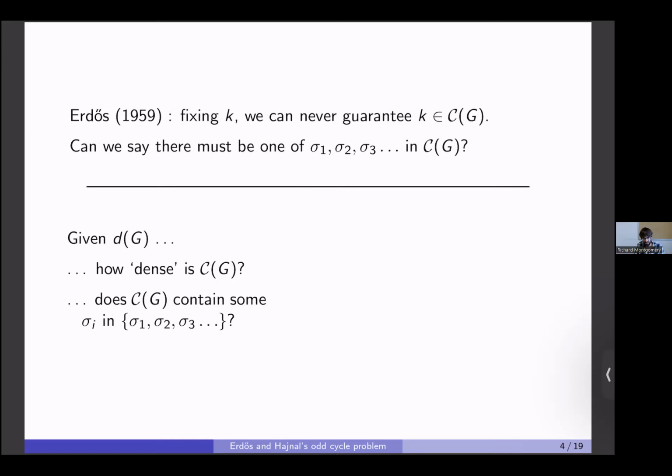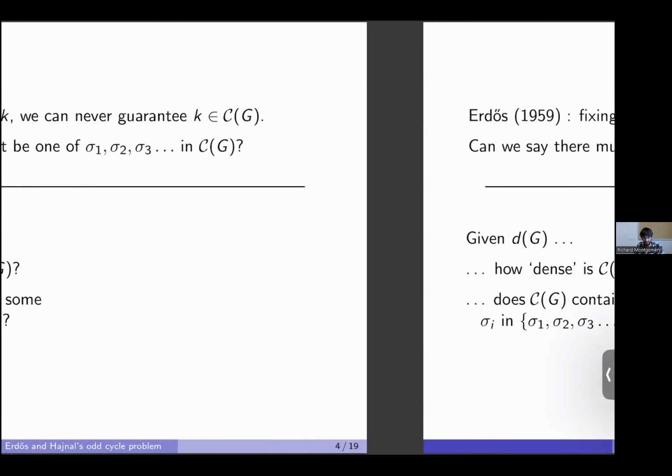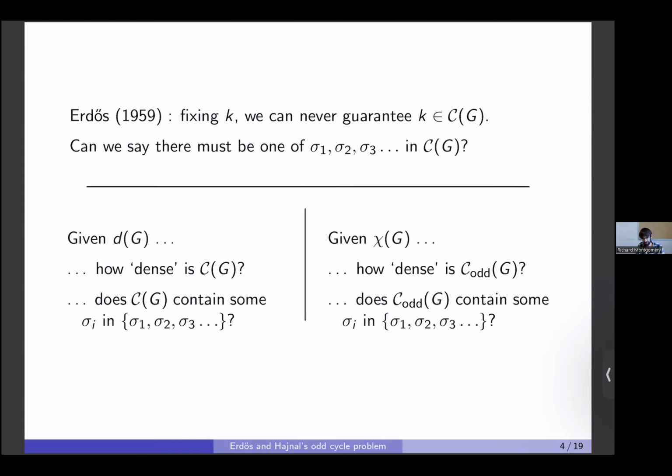And then, as I mentioned, even cycles and odd cycles behave really differently. With complete bipartite graphs, we can get a very high average degree and still get no odd cycles at all. So instead of an average degree condition, let's try a chromatic number condition. If I give you the chromatic number of a graph, can you say something about the density of just the odd cycle lengths of the graph? And can you do the same thing, saying it must contain some sigma i if I give you some plausible sequence, sigma 1, sigma 2, sigma 3?